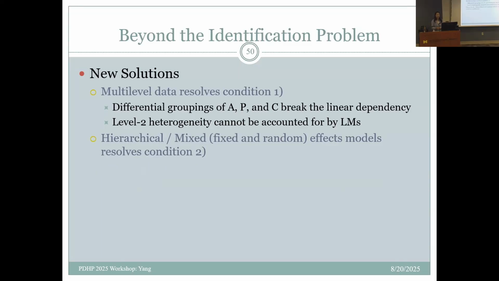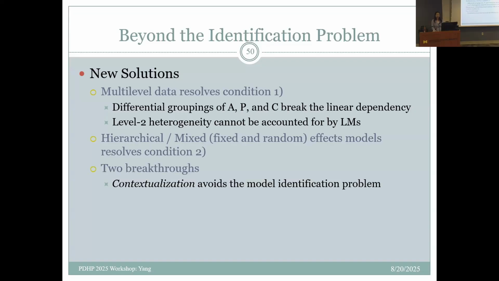The mixed effects models can overcome these problems by moving us beyond the problem, by not assuming all three variables are linearly related to y. And we'll see the model specifications in the next slide to understand why that is the case.